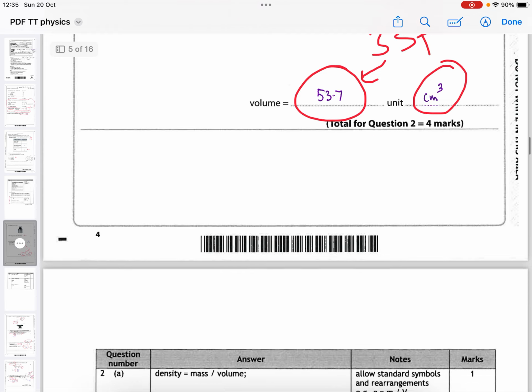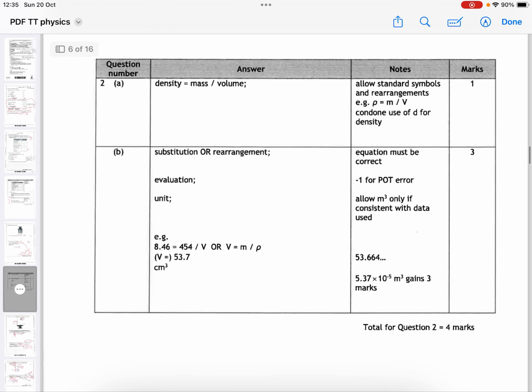Hope that makes sense. Then there's the mark scheme. So you can stop the video and see how they give you the 3 marks. If you only put the answer and you get it wrong, you get 0. So they give you a mark for substitution, 1 for putting the numbers in, and 1 for the units because they haven't given it to you. Okay?